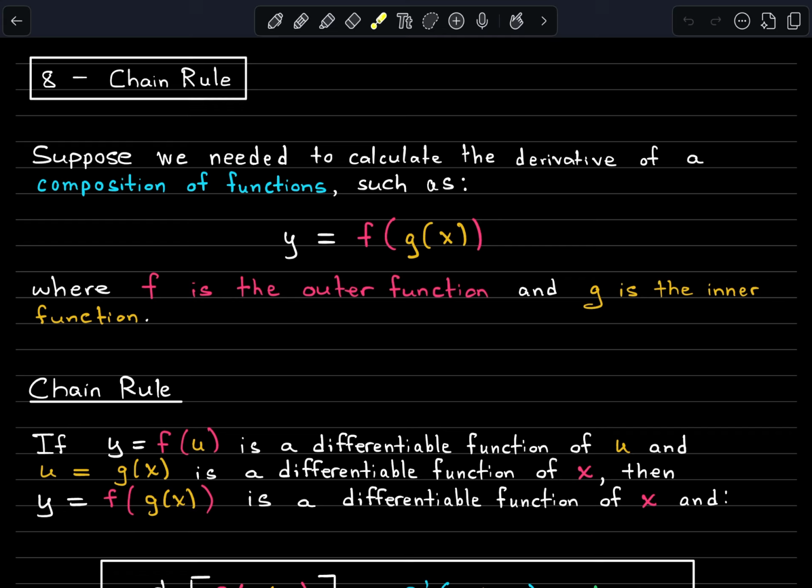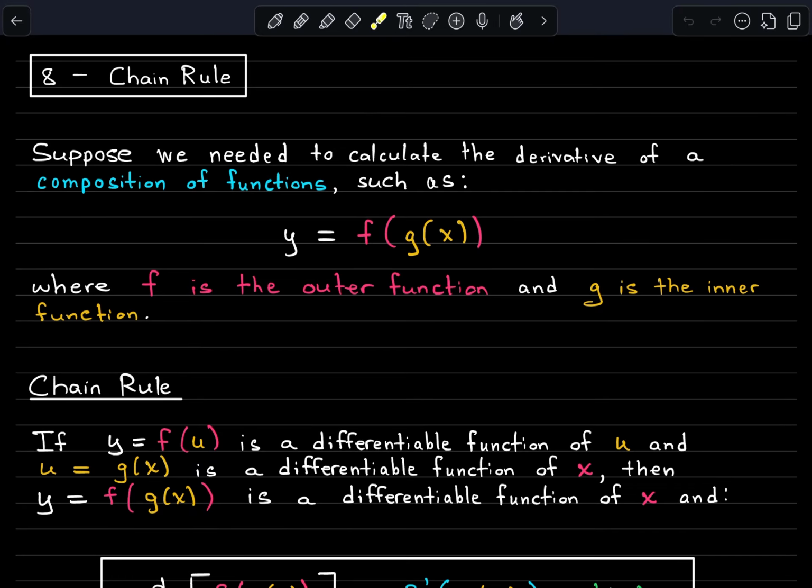Okay, so the definition goes, well, if y is equal to f of u is a differentiable function of u, and u is equal to g of x is a differentiable function of x, then y is equal to f of g of x is a differentiable function of x as well. So if each part of this is something we can take the derivative of, then we can go ahead and take the derivative of the composition or the combination of both of them.